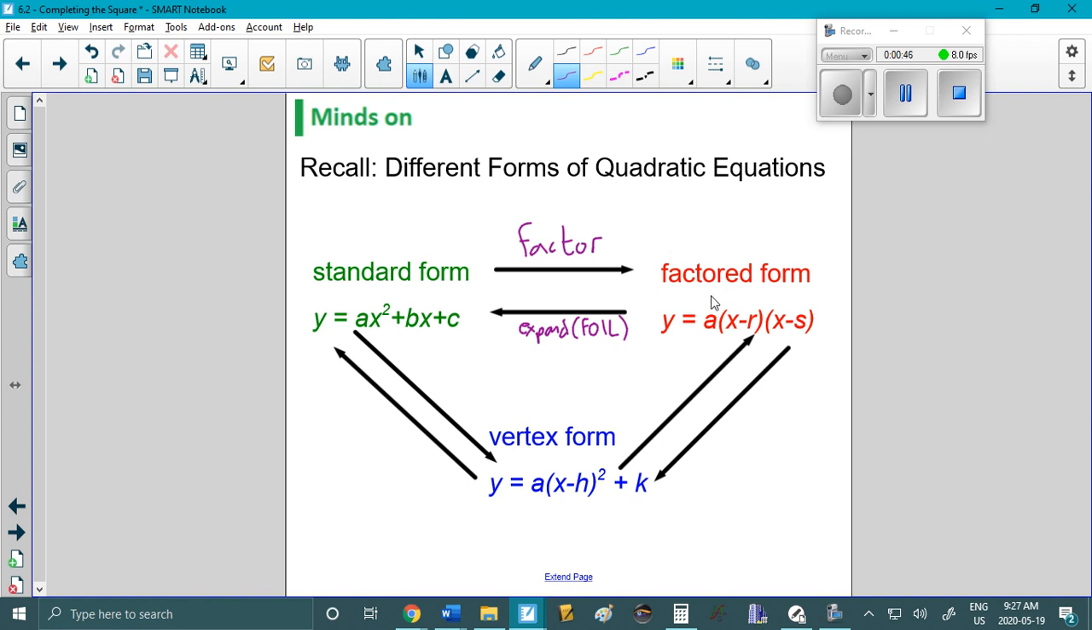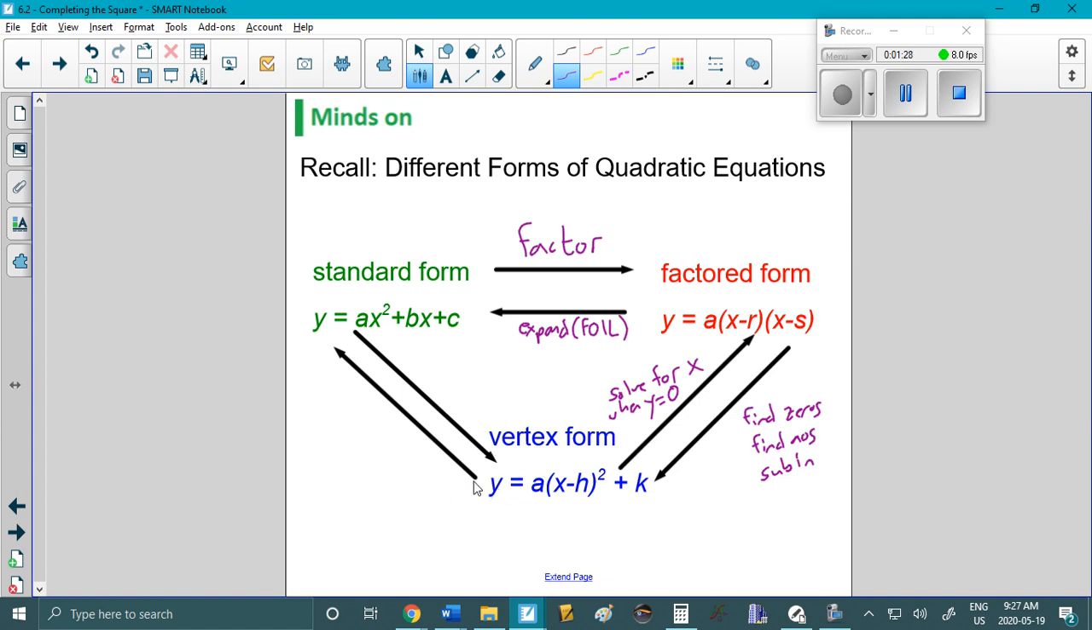If we had factored form and we wanted vertex form, well, we would find the zeros. We would find the axis of symmetry, and then we would sub in to get the y value of the vertex. And if we had vertex form and we wanted factored form, we would solve for x when y equals 0. And that would give us the zeros, and then we'd write it in factored form because it would have the same a value.